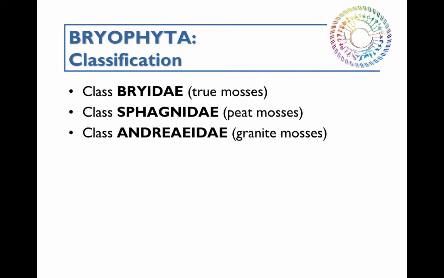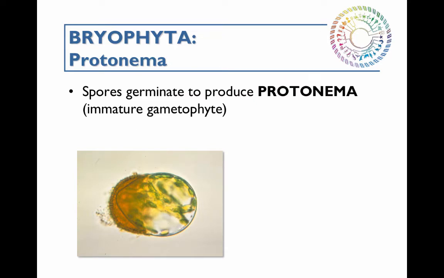What is the characteristic feature of the Bryophyta? Well, it's the possession of a thing called a protonema, and a protonema can be defined as an immature gametophyte. Now, I think the best way of explaining the protonema is to have a look at some photographs. And we can start with this photograph here, which shows a spore of the Bryophyta germinating.